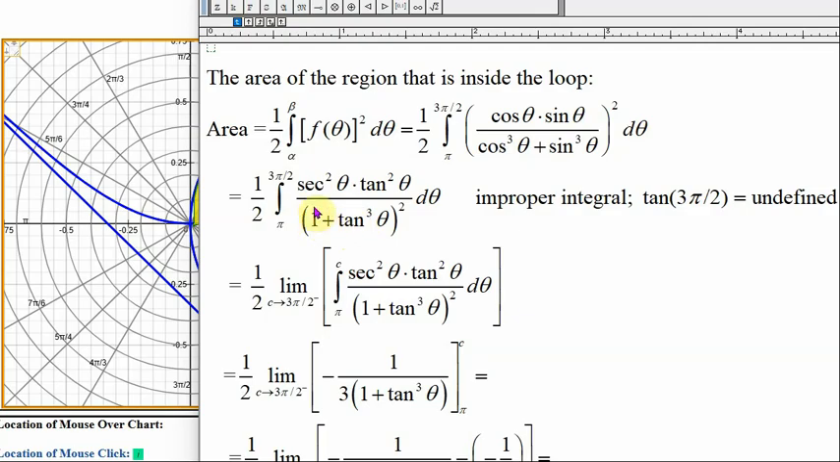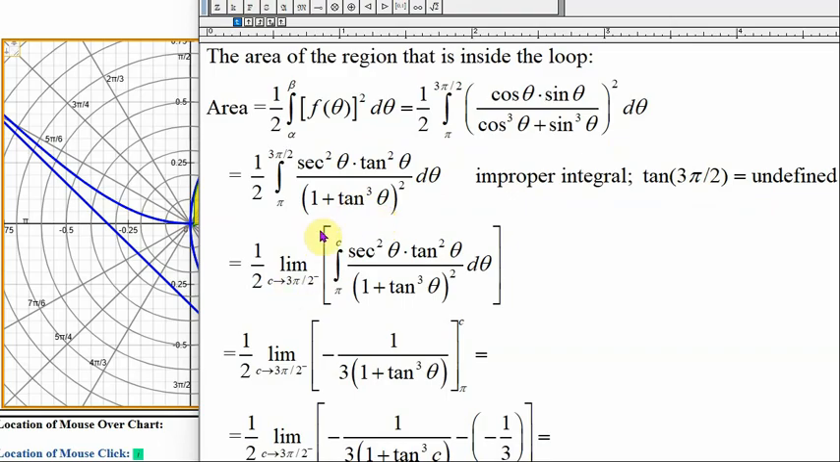But the problem is, we need to evaluate as theta runs from pi to 3 pi over 2. The problem here is tangent of 3 pi over 2 is undefined. So we have an improper integral. So we can rewrite this as 1/2 times the limit of this integral here, from pi to c, as c approaches 3 pi over 2 from the left.